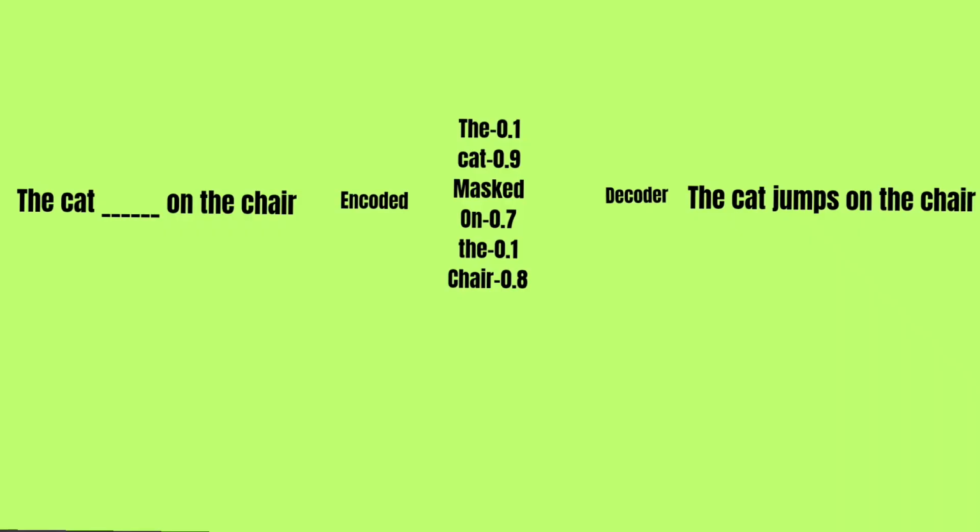I'll give a simple example in this case. If I input the sentence "the cat dash on the chair," the transformer needs to predict, or fill up, the blank. Okay, so this sentence is inputted inside the encoder.